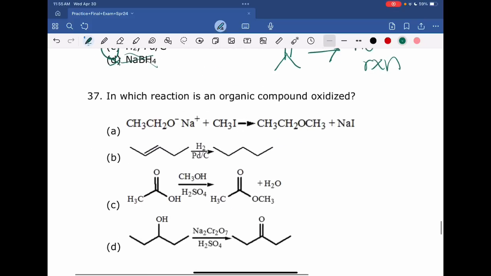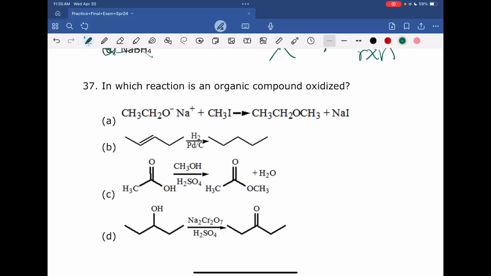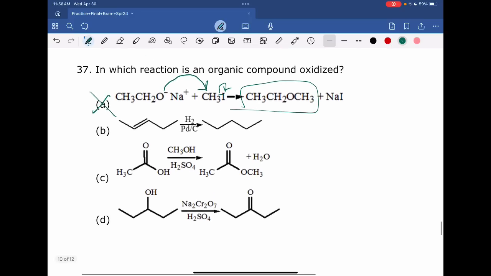Okay. In which reaction are we oxidizing something? So option A looks to me just like SN2. This is just going to go and attack here, break this bond, and you form this. So this is just SN2. No oxidation or reduction. B is a reduction. It's not an oxidation. You're adding H2, which is H minus and H plus. You're adding 2 electrons, so you're reducing.